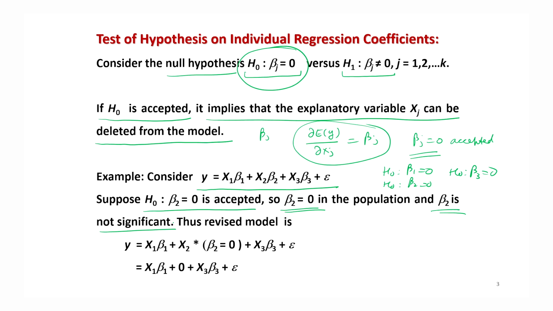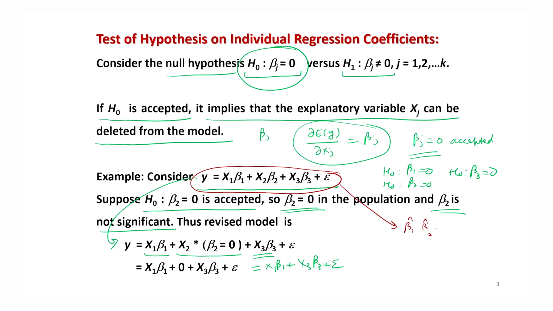We need to revise our model, this one, as x1 beta 1 plus x2 into 0, that is beta 2 equal to 0, plus x3 beta 3 plus epsilon, and my model will become only x1 beta 1 plus x3 beta 3 plus epsilon. Now, when you conducted the regression analysis for this model with x1, x2, x3, you had, suppose, beta 1 hat, beta 2 hat, beta 3 hat, right? Based on that, you have to conduct that test of hypothesis.